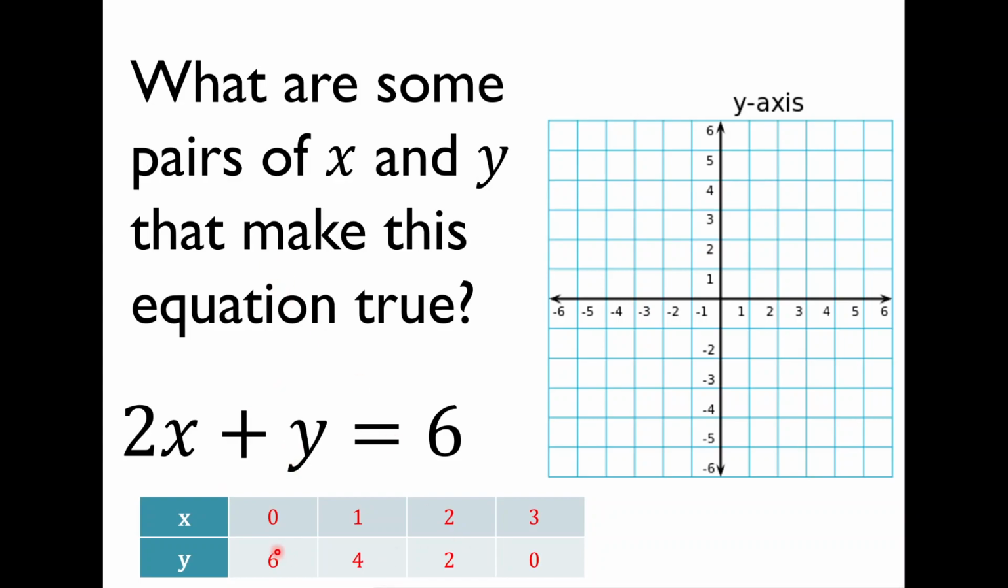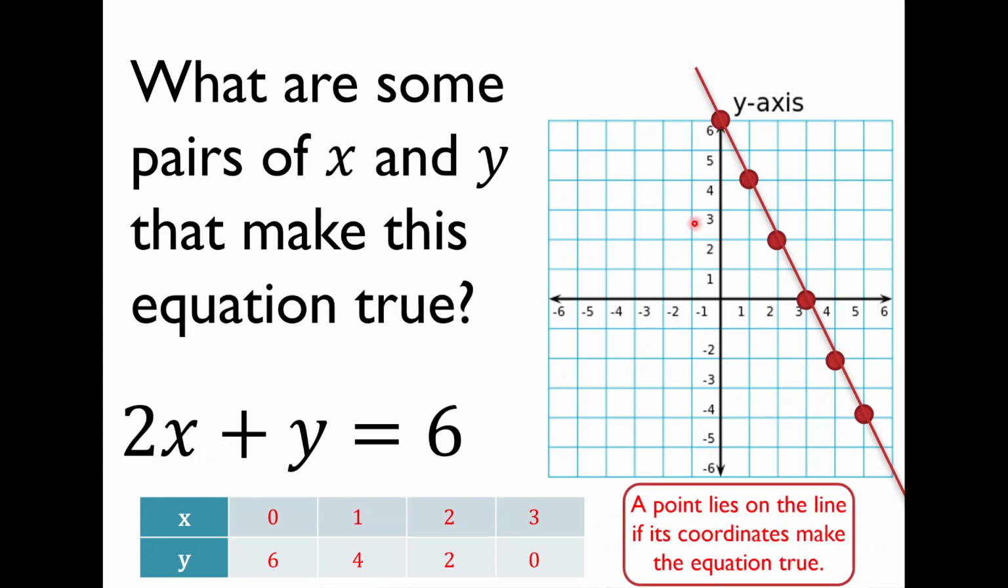Let's plot these and have a look at what it looks like on our Cartesian plane. The first point here is x being 0 and y being 6, which is up here. The next one, x is 1, y is 4, x is 2, y is 2. Interesting. Do you notice that this equation represents this line? This is the equation of this line.